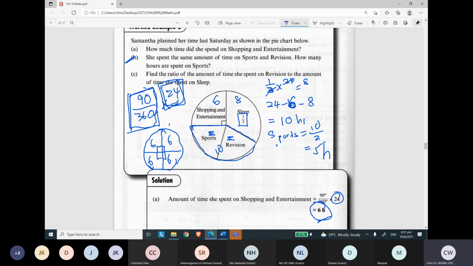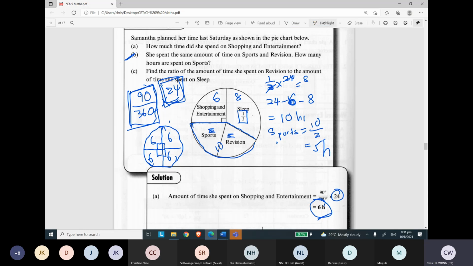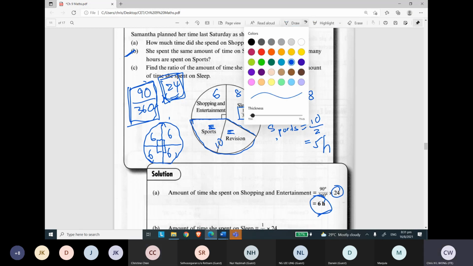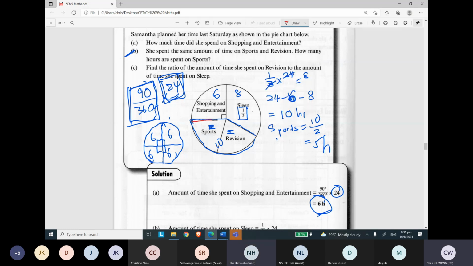This is 10 hours. This one is 10 hours. Maybe I change the highlight. I change the drawing. This is 10 hours. The whole thing is 10 hours. Yeah, whole thing 10 hours. Is that okay? Is that all right?